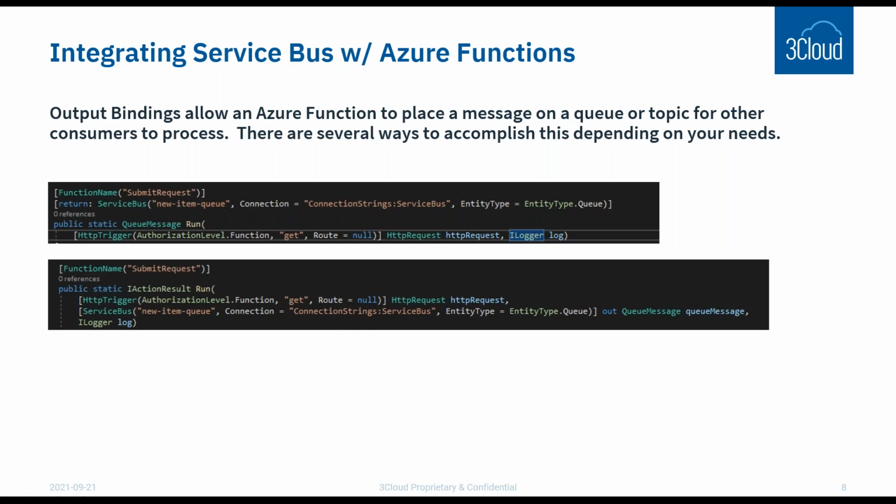So I want to return back an IActionResult. When you have to return back multiple things here, you can also specify an output parameter of a queue message. It's basically the exact same thing as the return attribute I showed above, but it's placed on an output parameter of the method itself. So we have out QueueMessage queueMessage. This allows me to return an IActionResult and put a message on the service bus queue.